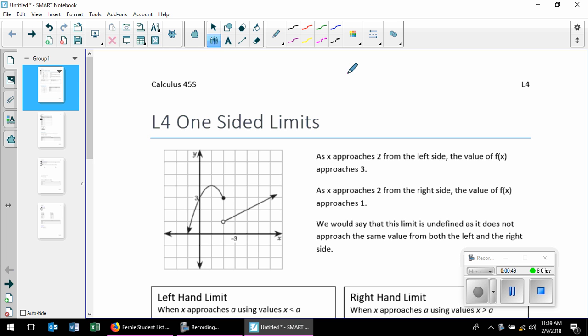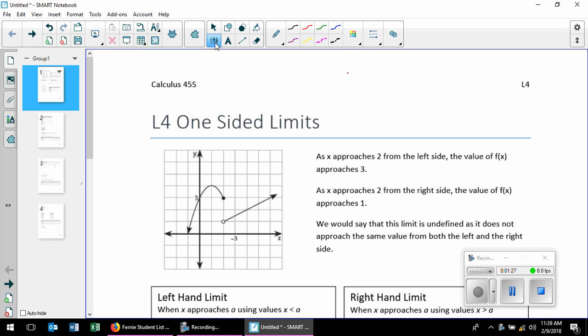So if you're approaching -2, well, this is starting to say this should say 2, not 3. Oh, sorry, it should say 3. I wasn't reading my statement right. As x approaches 2 from the left side, the value of f of x, so the value of the function, approaches 3. If you're approaching from the right side, it's approaching 1. So we'd say that this does not have a limit, or the limit is not defined, because they have to actually be approaching the same place, and they're not.